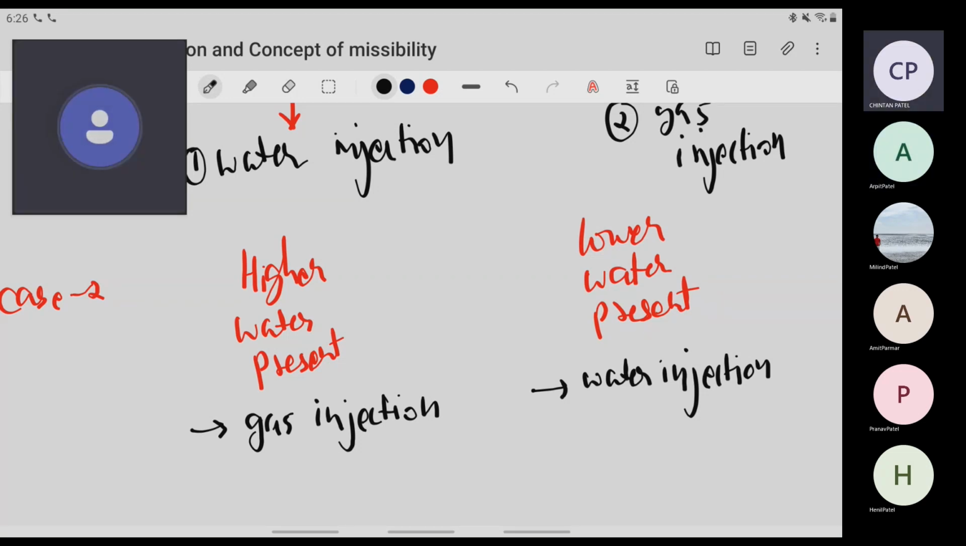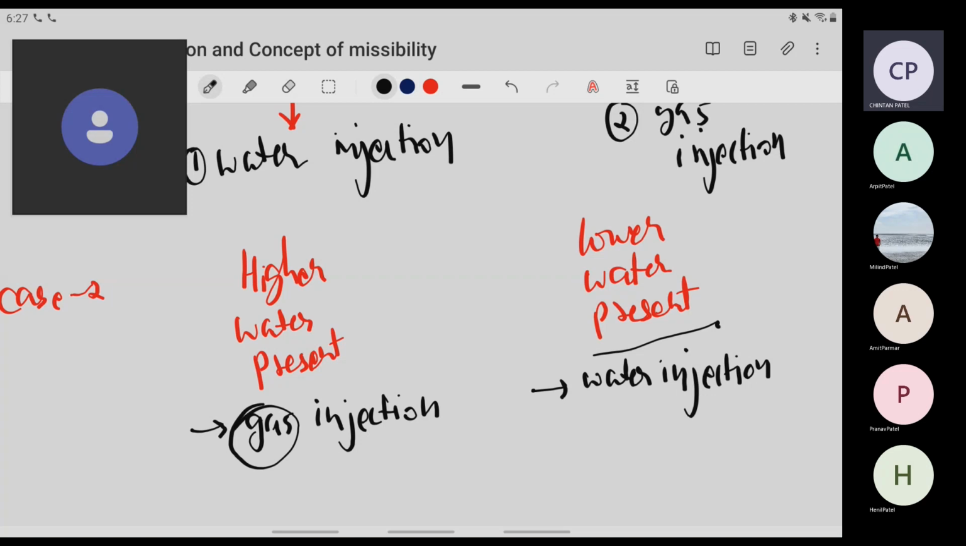Yes, but this is the logic which can support our answers. If higher water is present, then it may break through early because of the water. In the case of gas injection, if higher water is present, then the rock becomes water wet, and gas may act as a gas cap drive and push the oil more efficiently than when lower water is present, because with lower water the rock becomes oil wet, and when the rock becomes oil wet, gas can flow easily through the larger pores.